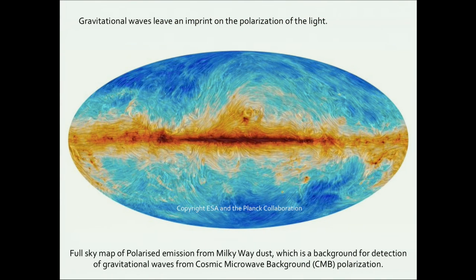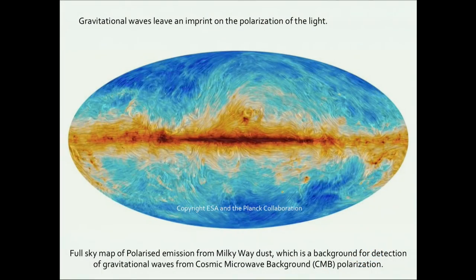In addition, we can produce maps like that. That's a full sky map of the polarized emission from the dust of the Milky Way. It looks like some impressionist portrait, but it's really the polarization of the light from the dust of the Milky Way. And that's important because this is, in a way, a background.